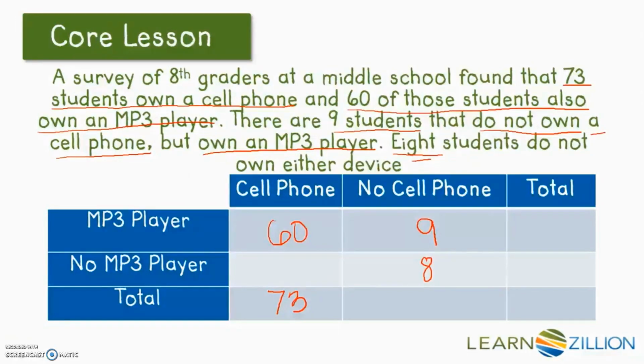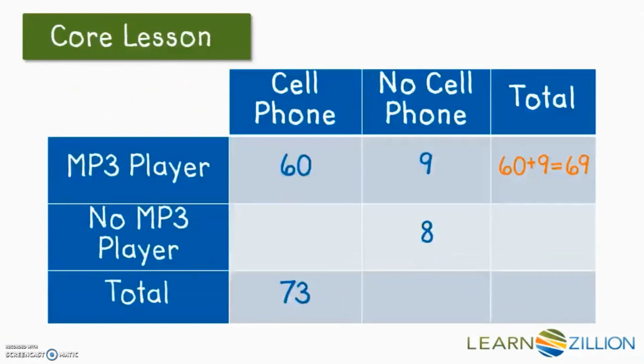We know that we can add the 60 and the 9 in the first row to get our total, which is 69. Now that we have that, we would like to add the second row, but we don't have a number here. How could we find this number? We know that 60 and whatever this number is has to equal 73. So we work backwards. We subtract 60 from 73 to get 13. We can take this 13, add it to this 8 to get 21.